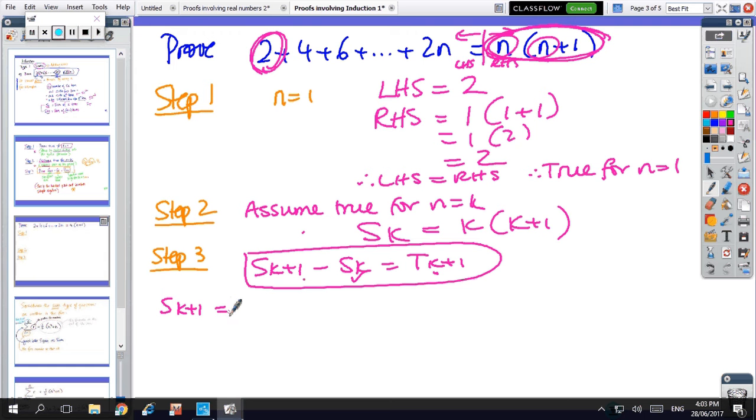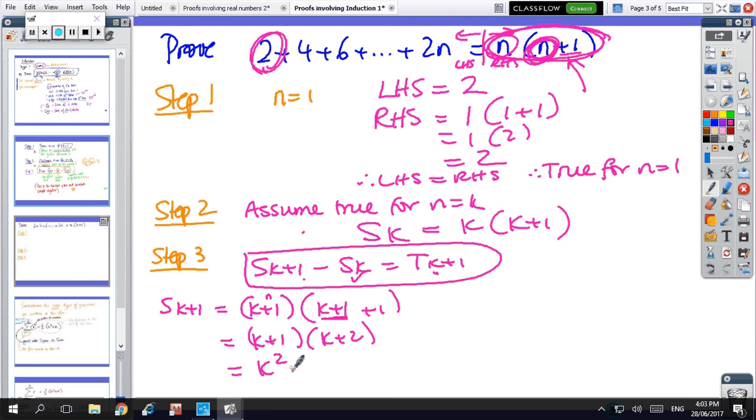So Sk plus 1 is this formula with the letter k for where n is. There's your n value. What used to be n is now k plus 1, and then I've got k plus 1, which is the n value here, and then it says add 1. So I've got (k plus 1)(k plus 2), and then I expand that out using just your normal brackets, so I end up with k squared plus 3k plus 2.